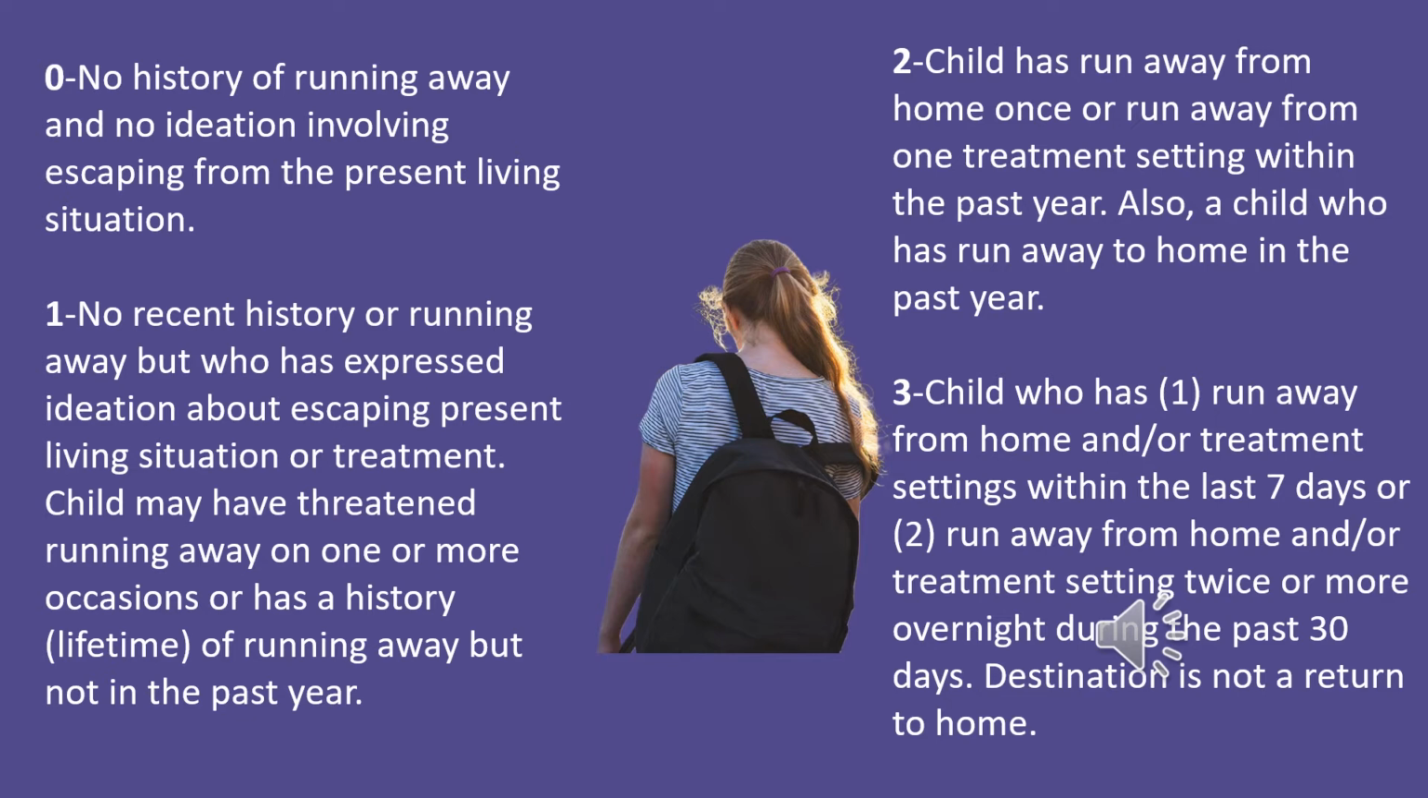3, child who has run 1 time from home or treatment setting within the past 7 days, or run away from home or treatment center twice or more overnight during the past 30 days. Destination is not a return to home. Again, this item moves slightly away from that standard 30-day window, with 1 being lifetime history, 2 within the past year, and 3 is within the past 7 days or 2 times within the past 30 days.